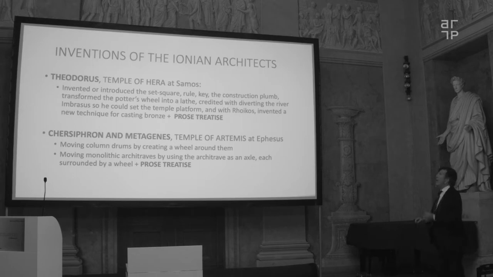Chersiphron and Metagenes are the architects of the Temple of Artemis in Ephesus. They're credited with moving column drums by creating a wheel around them and then using that device, doubling it, to make use of the architrave as an axle.